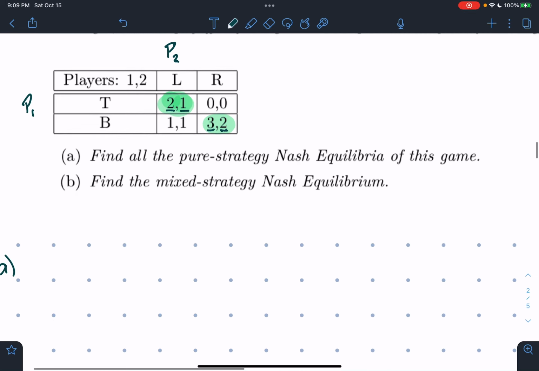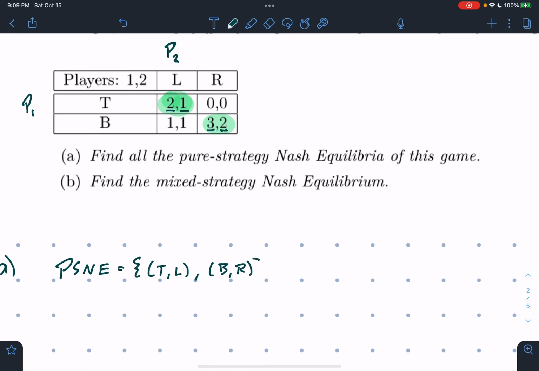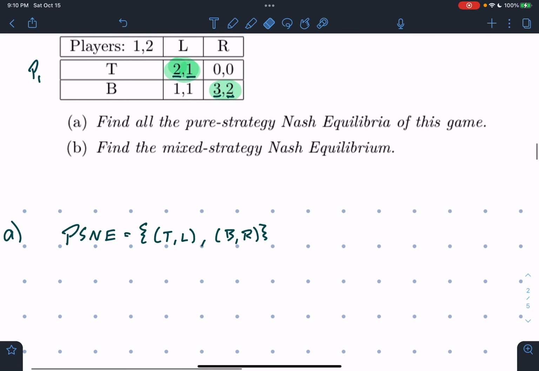PSNE is equal to the 2 combinations of actions that are equilibria: T, comma L, and B, comma R. These are the 2 Nash Equilibria for this game in pure strategies. When I say pure strategy, it just means one player is picking one action, the other is picking another action. They're not mixing. But don't worry, we will do the mixed strategy Nash right now.